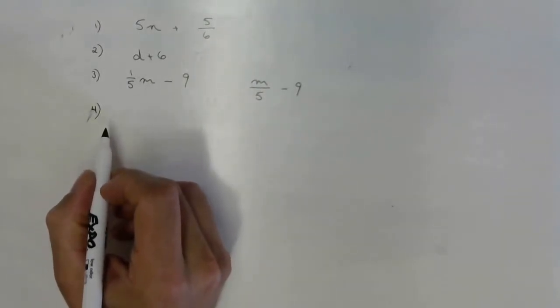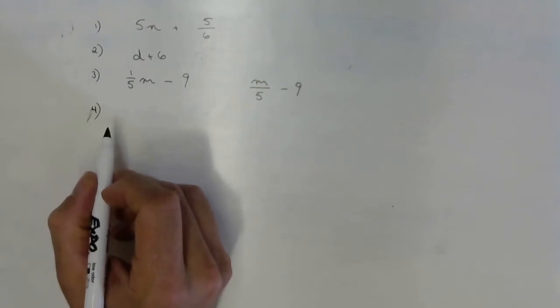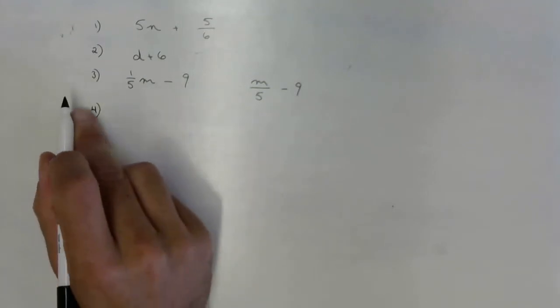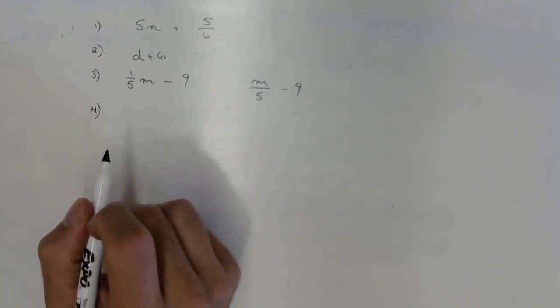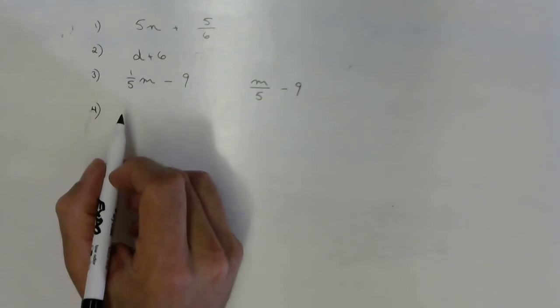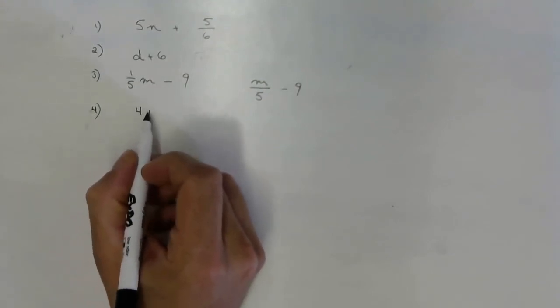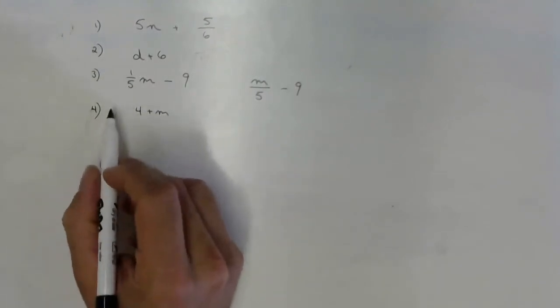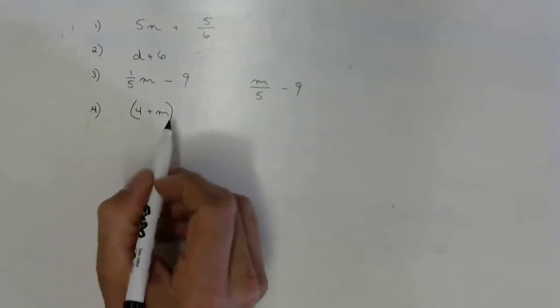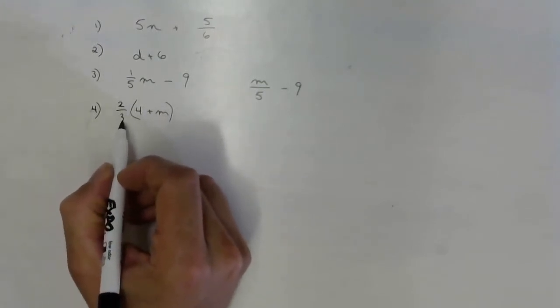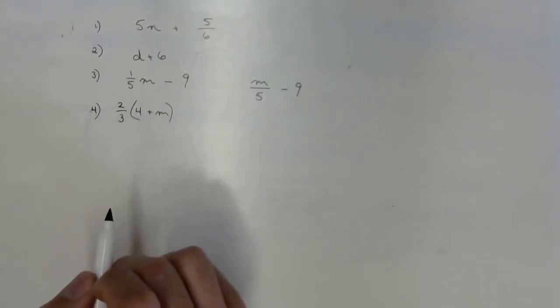2/3 of the sum of 4 and m. So I'm going to have 2/3 of, which means I'm going to be multiplying. But then I have the sum of 4 and m. The sum of 4 and m, the of there doesn't tell me multiplication because the word sum tells me addition. So I know I'm going to have 4 plus m. And I left myself a little gap here because I'm going to take that as a group. And I have 2/3 of that group.